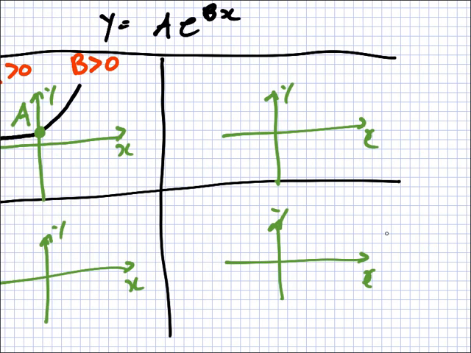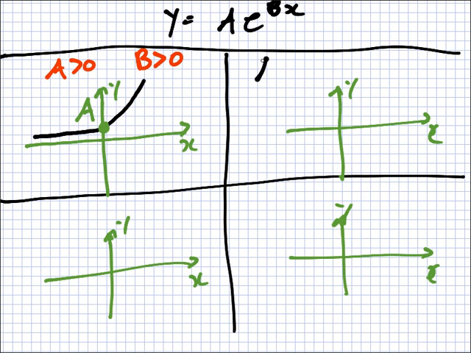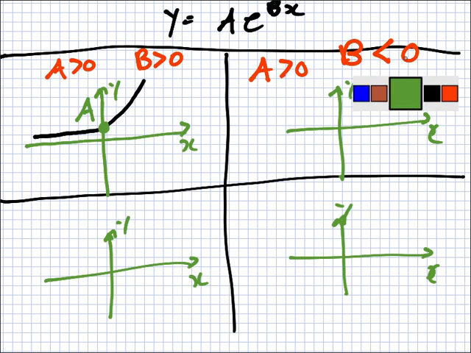So let's go back here. The next graph I want to have a look at is if one of them is negative. So let's say this time the A is still a positive, but we'll make the B a negative. So does anybody know how the graph shape changes here? It's going down, yeah. So the graph will be looking like this.